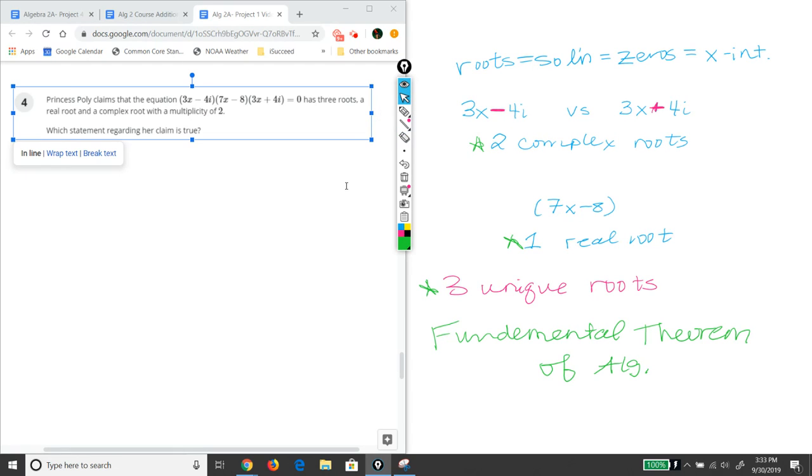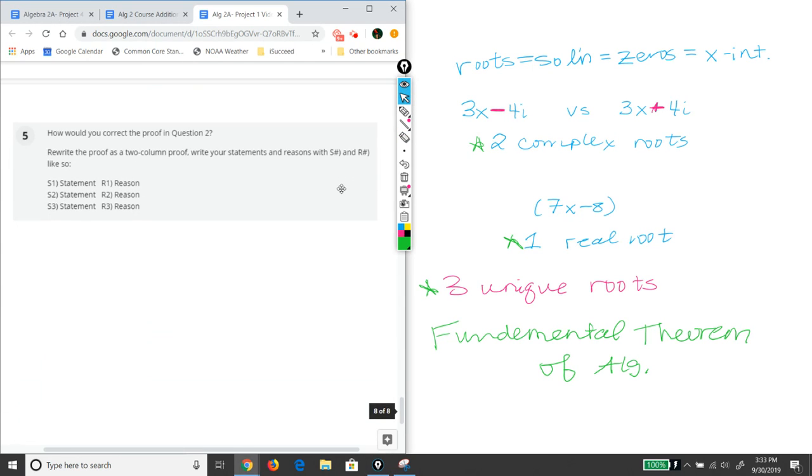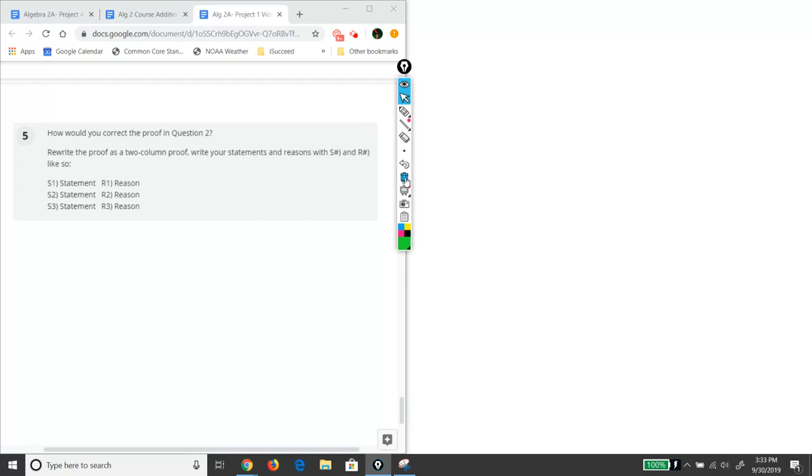Okay, so that is question 4. Question 5, there was a mistake in the proof of question number 2. So how would we fix that? How would we correct it? Rewrite the proof as a 2-column proof. Write your statements and reasons why.